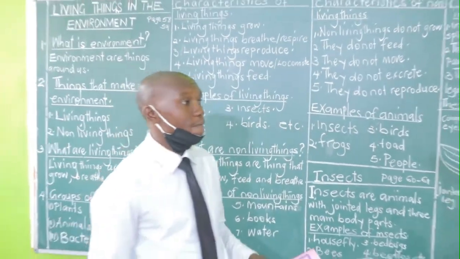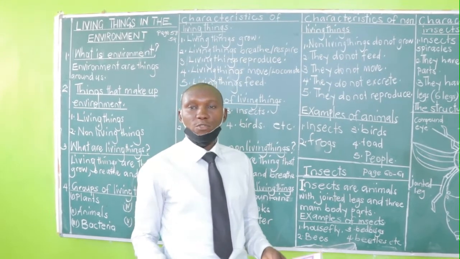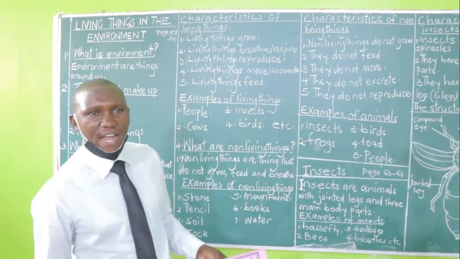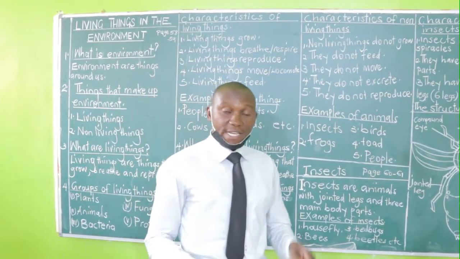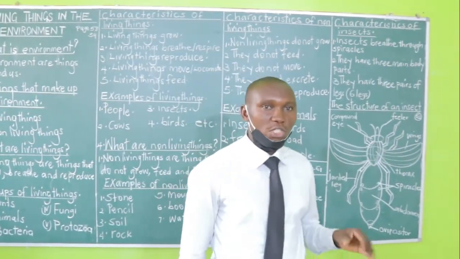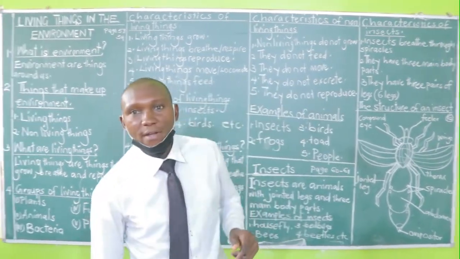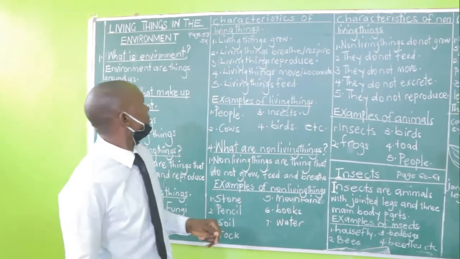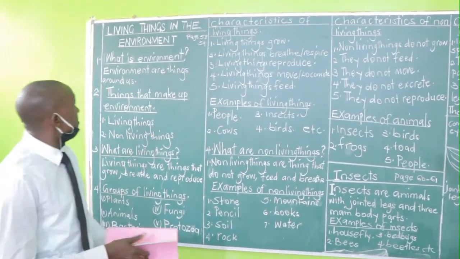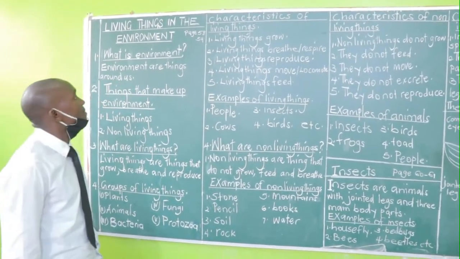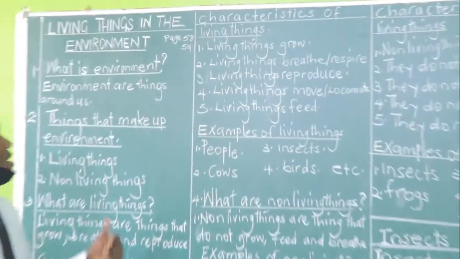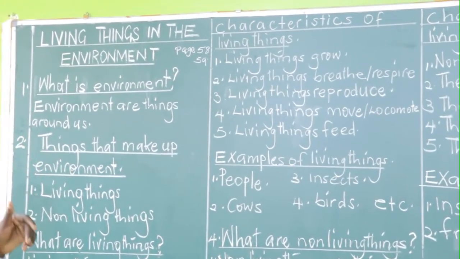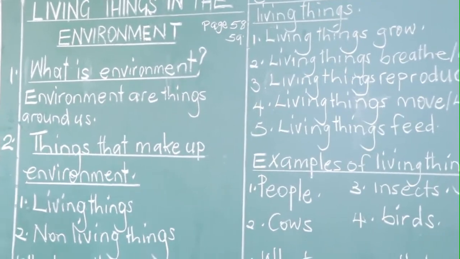In this book, there may be some topics or some areas that you did not get properly or that are difficult to you. So that's why I'm here to go through with you. In this book, when you open page 58 to 59, there is a topic called living things in our environment.